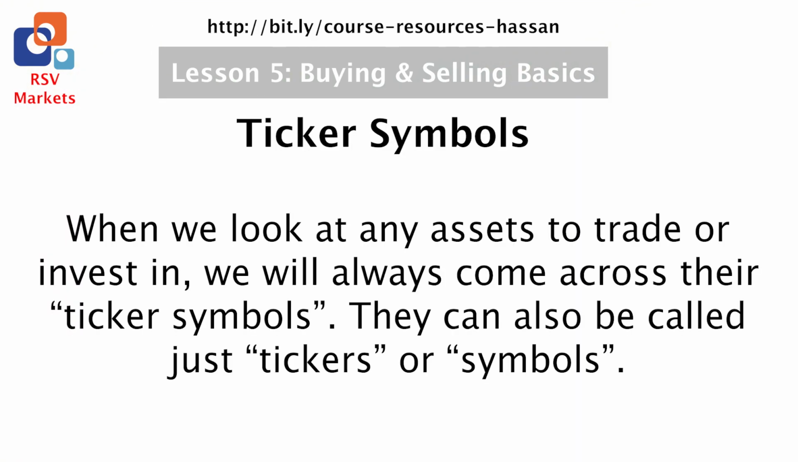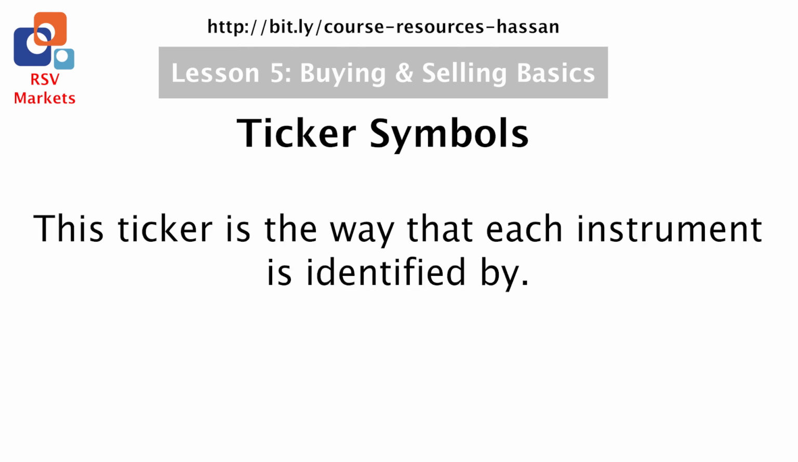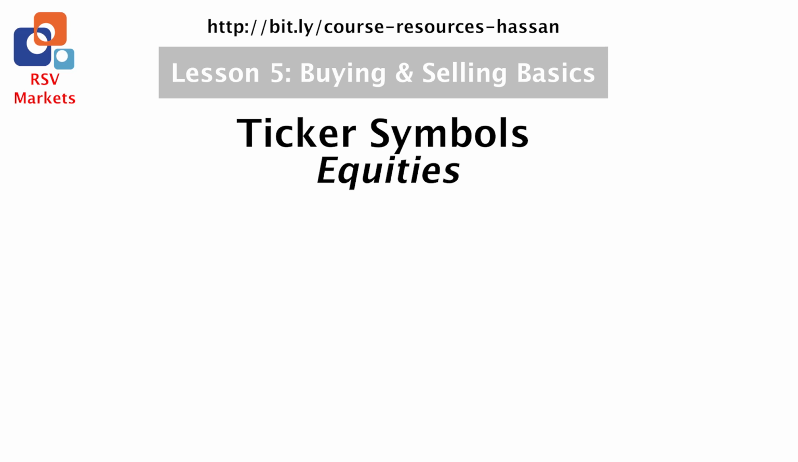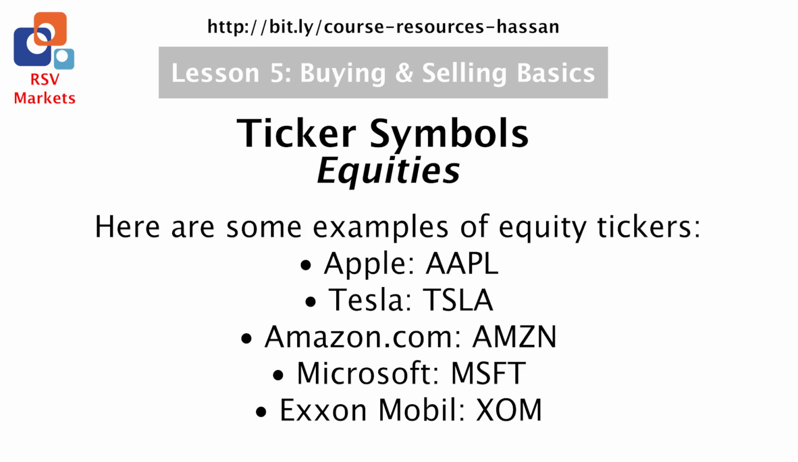Ticker symbols. When we look at any assets to trade or invest in, we will always come across their ticker symbols. They can also be called tickers or symbols. This ticker is the way that each instrument is identified. We are usually looking at 3 to 4 letters. Equities. Here are some examples of equity tickers. Apple, AAPL, Tesla, TSLA, Amazon.com, AMZN, Microsoft, MSFT, ExxonMobil, XOM.